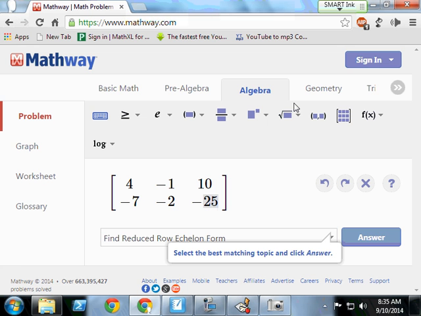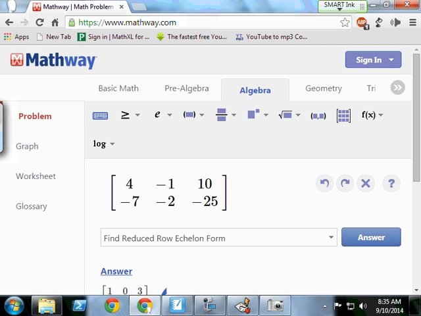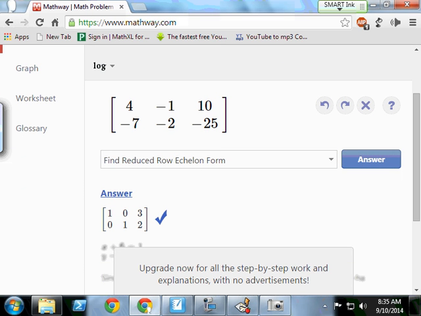Now watch this. I told you it's intuitive, right? I didn't even tell it what to do with this, and it automatically says find reduced row echelon form. Heck yeah. So go ahead and click answer. And down below you'll see your reduced row echelon form matrix, and then you'll just have to interpret that 3, 2 is the answer. Isn't that so awesome? Isn't that cool?